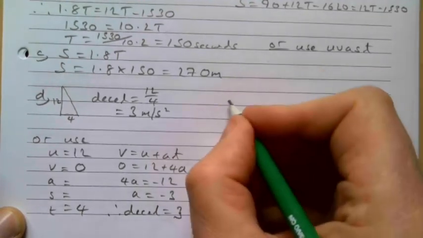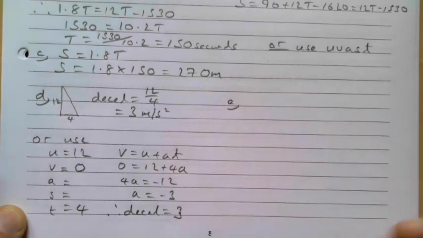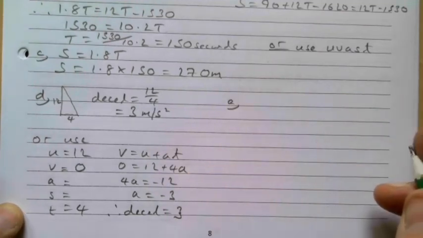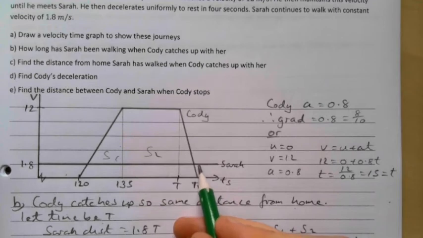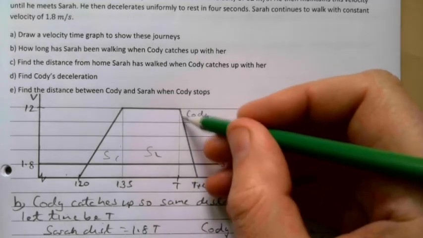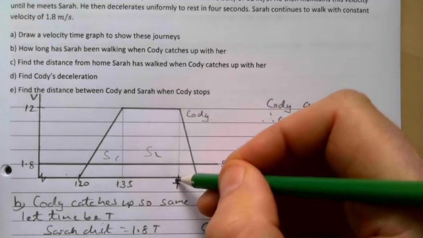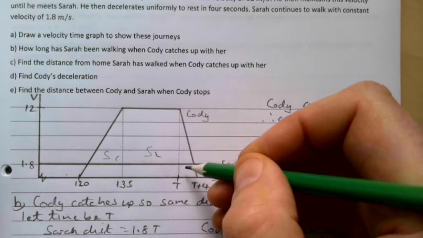Finally on to part E. So part E says find the distance between Cody and Sarah when Cody stops. So let's take a look. Sarah will have travelled for 4 seconds at 1.8, so that's going to be nice and straightforward. 1.8 times 4, and then how far has Cody started? His distance then is the area of this triangle. So we'll work it out from that.